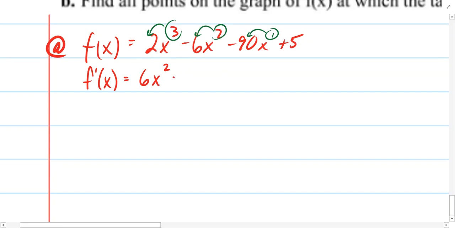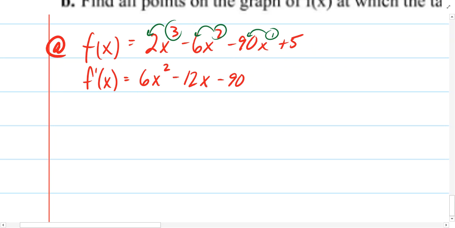The second one is going to be 2 times negative 6, which is negative 12x. We're reducing the power by 1, so 12x to the first power. 1 times negative 90 is negative 90. Reduce the power by 1, we get x to the power of 0. X to the power of 0 is just 1, so we don't need to display that. And the derivative of a constant is 0 itself.